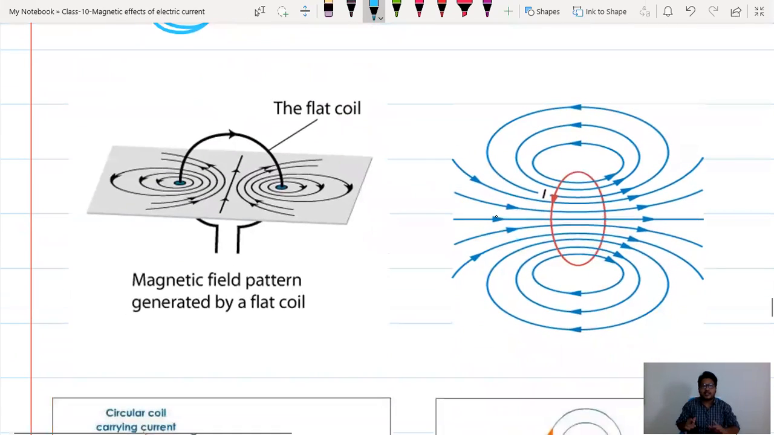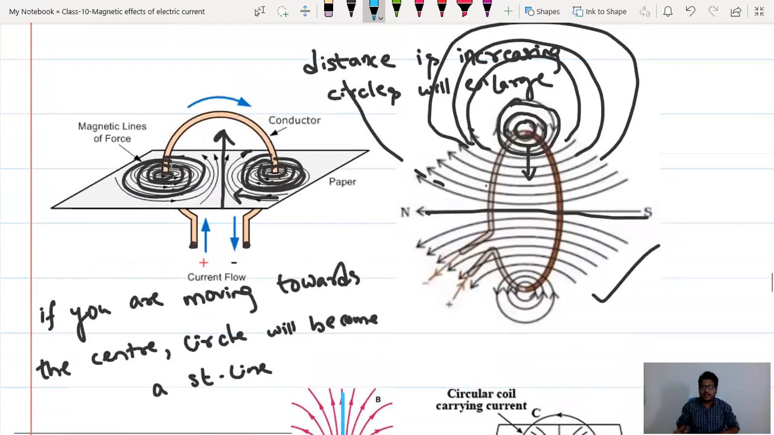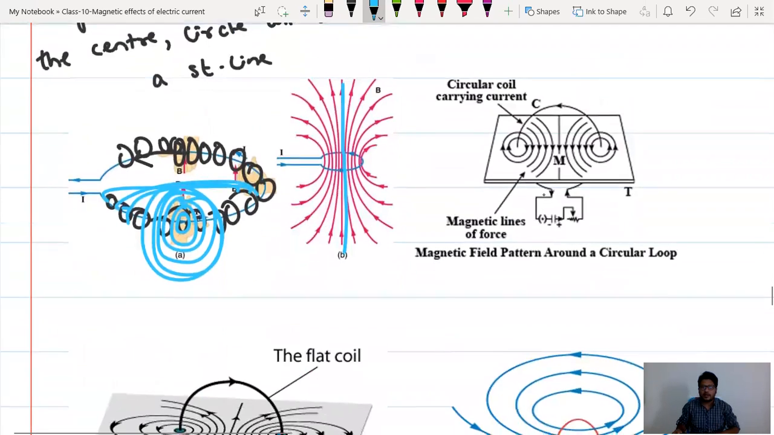So in examination, if they ask, draw the diagram representing magnetic field around a circular loop, any one of these diagrams you can draw. This is the diagram which you can find in your textbook. This also, if you want, you can draw. So at edges, it will be in circular shape. If they ask you to explain this, you can say at edges it will be circular. If you are moving towards the center, circles will expand and automatically it will become a straight line.